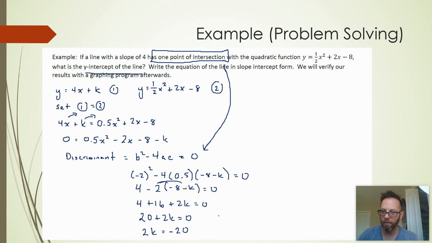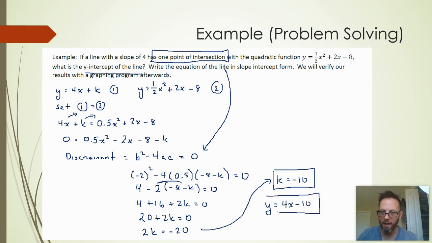And what did our graph, what did Desmos say the y-intercept should be? It said that it should be negative 10. Negative 20 divided by 2 is negative 10. We got it, guys. The equation of our line that we're asked for is 4x minus 10. The line 4x minus 10 is going to meet that parabola exactly once. And we did this cool trick where we figured out the y-intercept by making use of the fact that there's one point of intersection, and by connecting that means the discriminant was 0. So a pretty fun question, in my opinion.